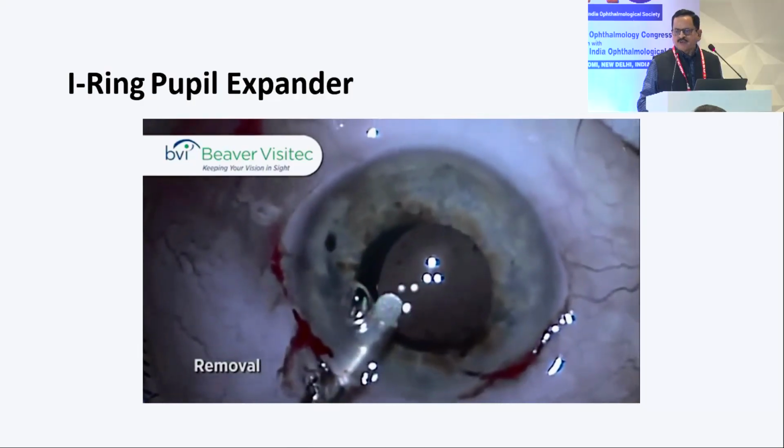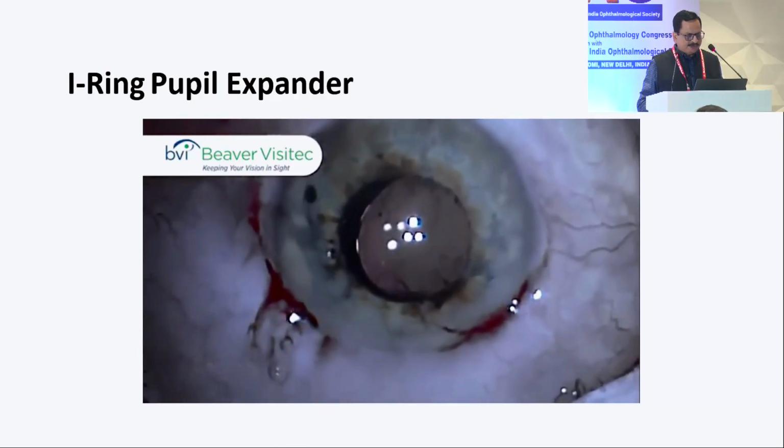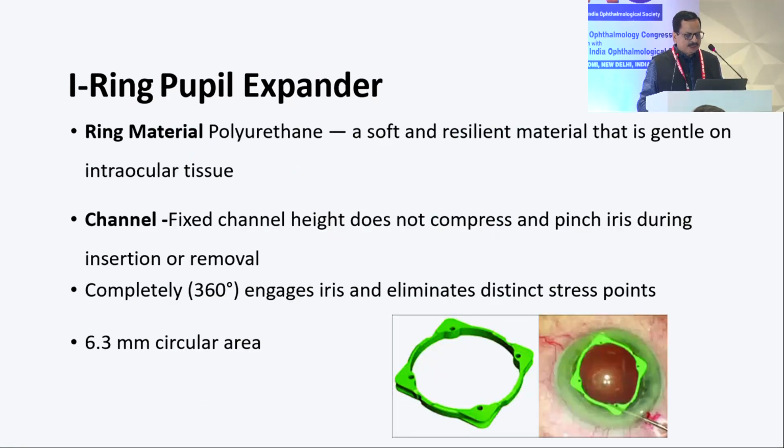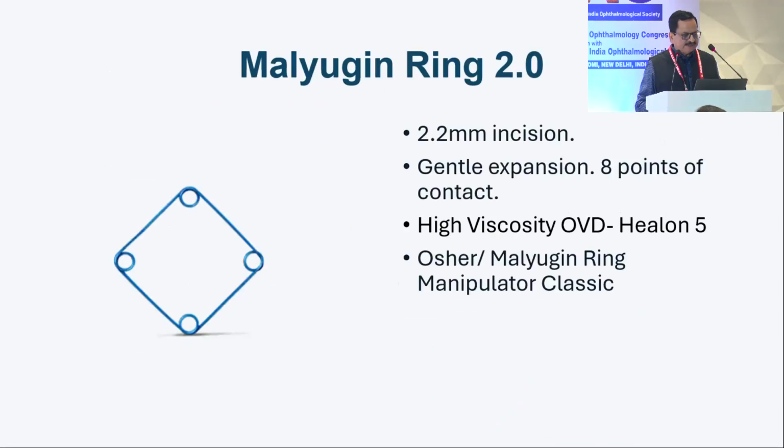And you have to use a lot of viscoelastic in these to avoid damage to the surrounding structures. So it's made of ring material polyurethane. It's a soft, resilient material that's gentle on the intraocular tissue, and fixed channel height does not compress the iris during the session. It completely engages the iris 360 degrees and eliminates distinct stress points. There's no points as such. And it gives a good 6.3 millimeter circular area to do the operation. So it makes life very easy.